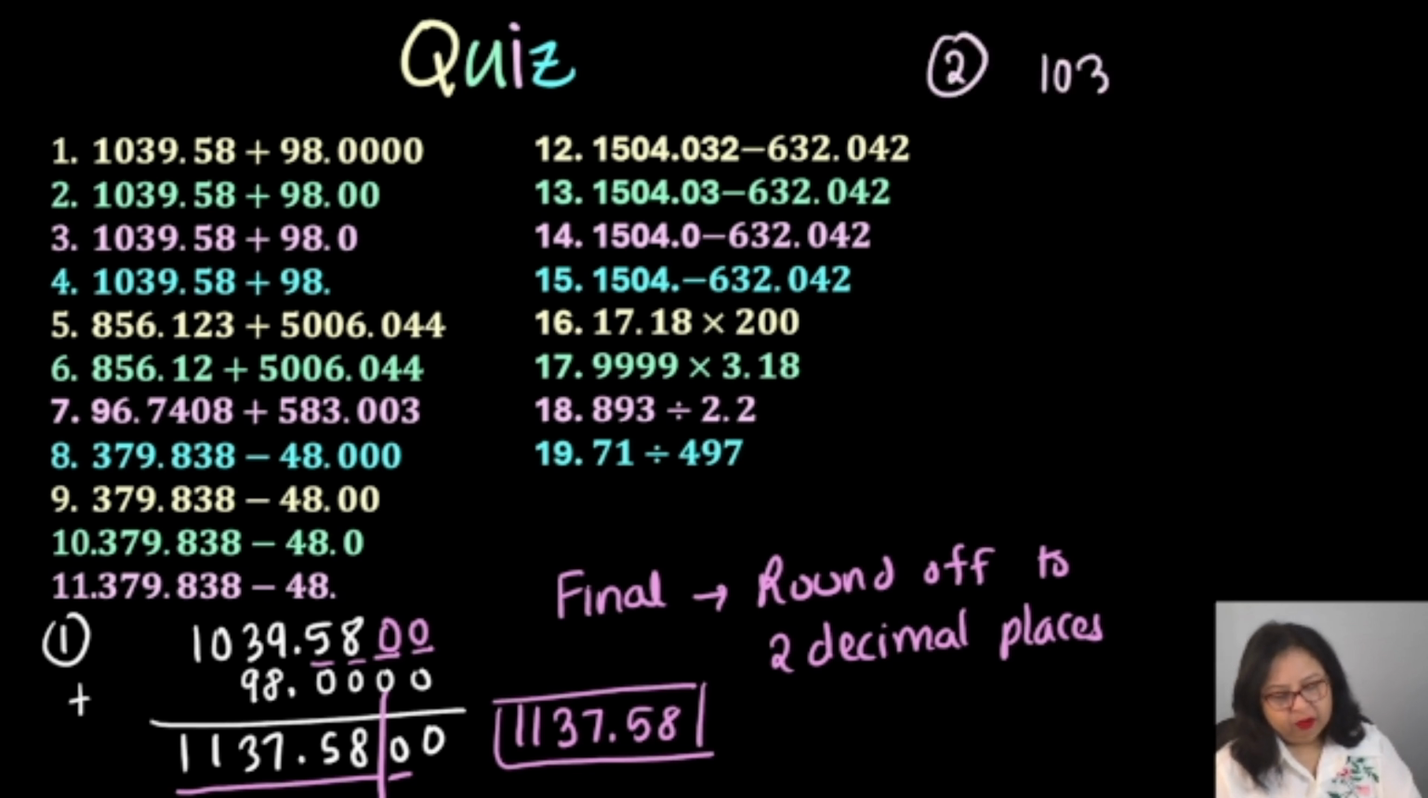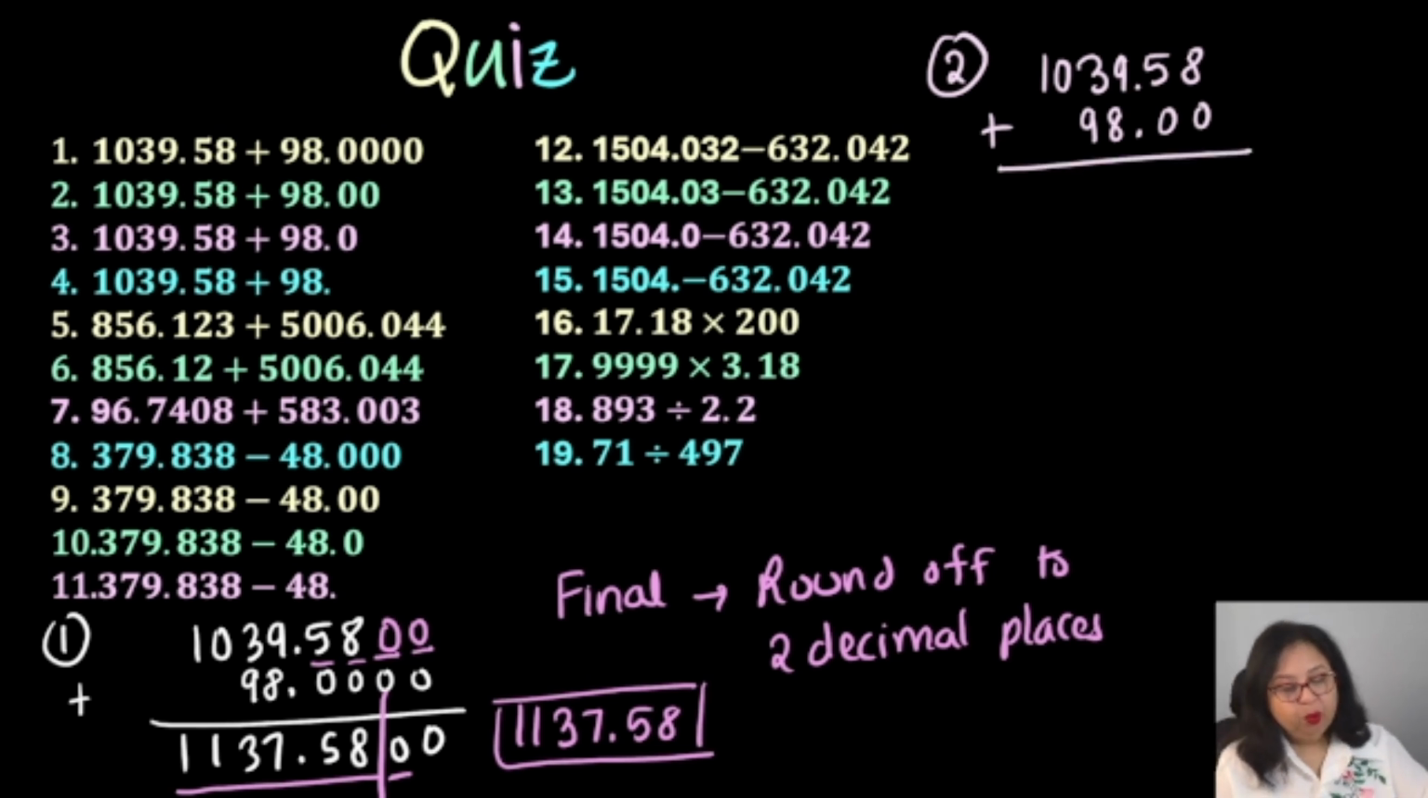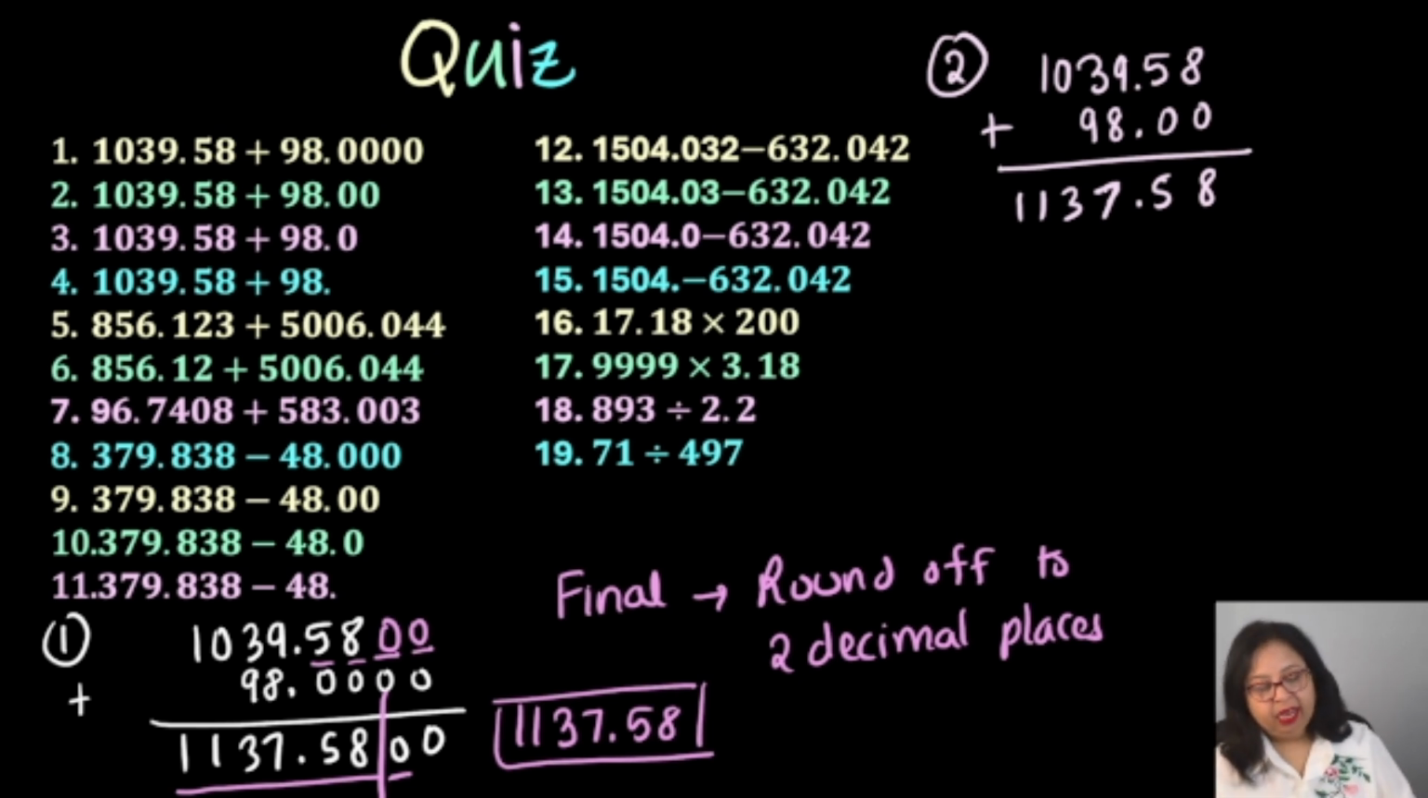Same number, 1039.58 plus 98.00. So both of these numbers that are being added are up to 2 decimal places. They have 2 digits after the decimal for each of these numbers. That means the final answer will round off to 2 decimal places as well. So this is easy. When we add it, we get 7 over here, 3, 1, 1. This is your answer. We have to do nothing to it. We'll leave it as it is.